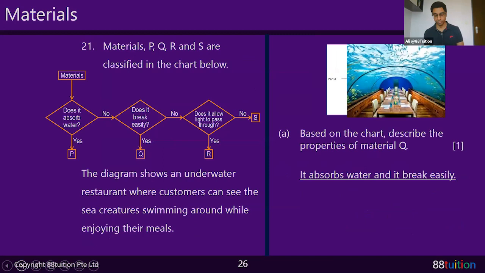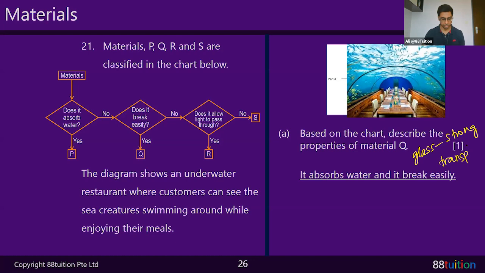Now, this is an interesting question. It's about people dining under water. Of course, you cannot dine in water, so you have to keep yourself dry. So they have a glass, which is waterproof, but it is also transparent, so you can actually see the sea life or marine life. Okay. So based on the chart, describe the property of material Q. Material Q is definitely glass. It has to be strong. It has to be transparent.